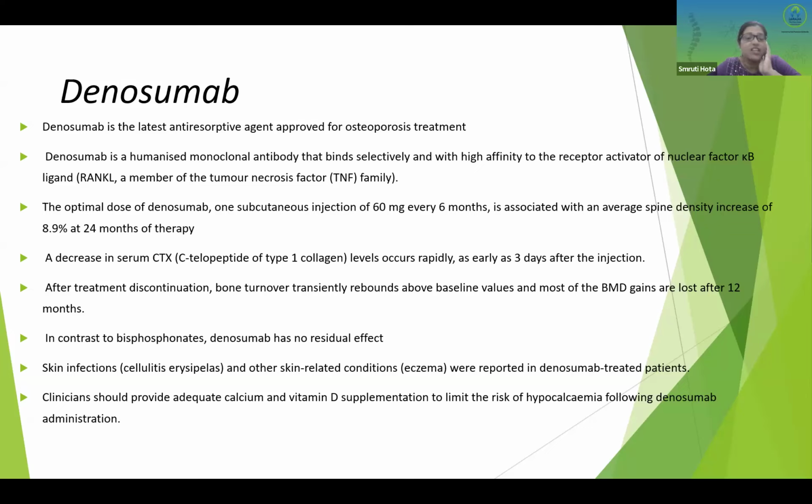Skin infections, especially cellulitis and erysipelas, are common, and other dermatologic conditions like eczema also happen sometimes, and it causes reduced serum calcium level or hypocalcemia. That's why it is critical to ensure the patient receives adequate calcium and vitamin D supplementation during denosumab treatment.